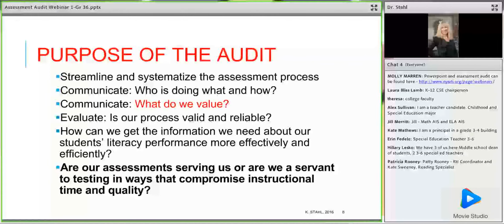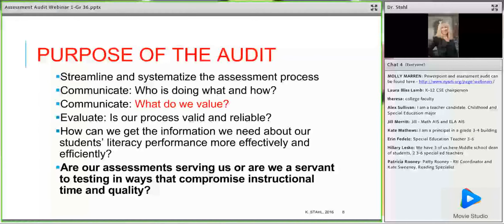Finally, it's the evaluation process that is part of this audit process, and it is our process and our assessment system. Is it valid and is it reliable? After we gather all the information through filling out our forms, then we get to have conversations discussing whether our process is valid and reliable. And we want to discuss through the audit and problem solve: how can we get the information that we need about our students' literacy performance more effectively, but also more efficiently?